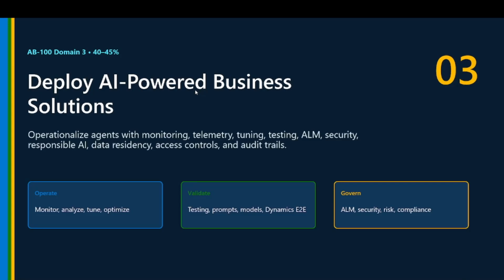Back to this lesson. This is part 3 of AB-100 domain 3, which deals with deploying AI-powered business solutions. We want to look at how you can deploy an AI-powered business solution, and that is what we have been looking at. We are now in part 3. We've been discussing operationalizing AI-powered business solutions, validating and testing, and then governance. So how do you implement this?